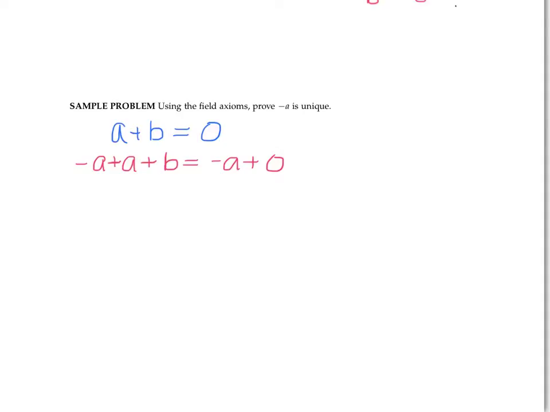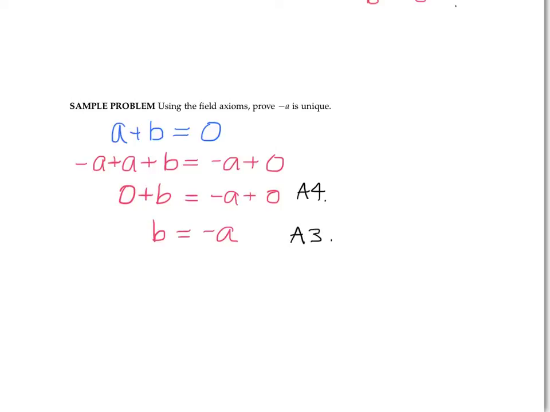Let's write that in. So by axiom 4, the existence of the additive inverse, we know that minus A plus A equals 0. Now we're left with 0 plus B on one side and minus A plus 0 on the other side, and we know that 0 happens to be the additive identity, right? If you add 0 to any element of a field, you're just going to get that same element back. So that means that we can simplify the left-hand side to B by itself, and we can simplify the right-hand side to minus A by itself.